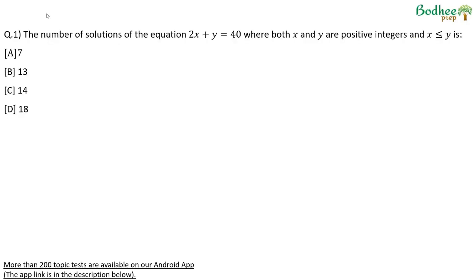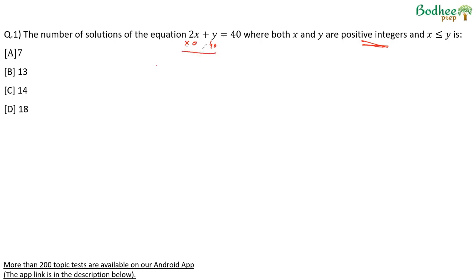If we look at the questions, the first one says the number of solutions of the equation 2x plus y is equal to 40, where both x and y are positive integers and x is less than equal to y. So let us start with the highest value of y that is possible. That will be 40, in which case x will be 0. They are both positive, so this will not be counted. We go on to the next value of y.